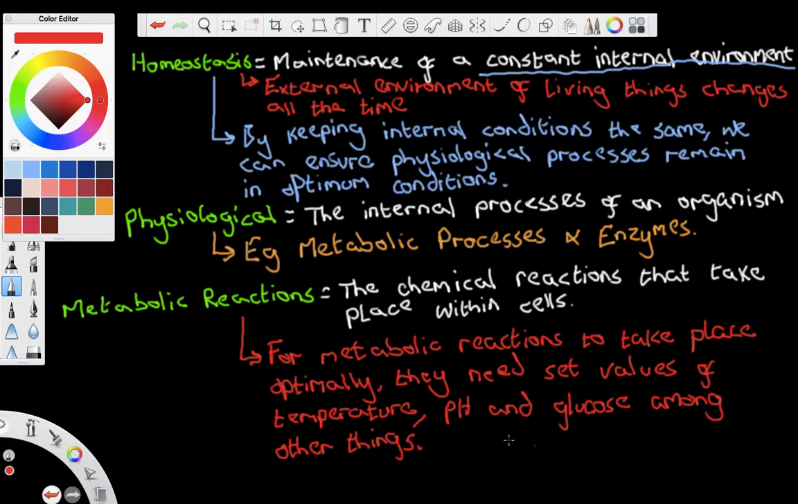So this list is not sort of the be-all and end-all. It's just the three that we're going to speak about today and in the coming topic. However, there are lots of other things that make metabolic reactions either faster or slower.